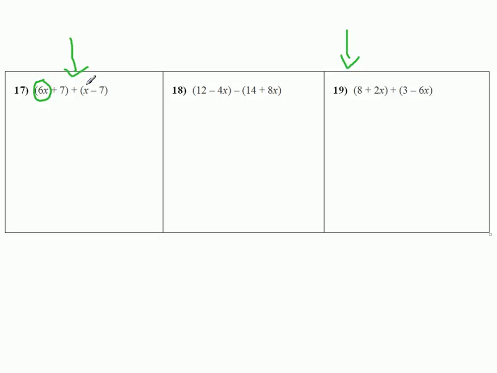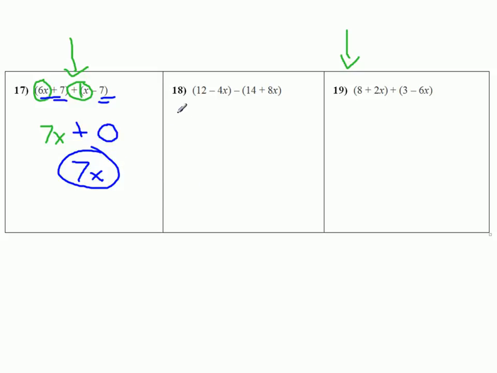That's 6x, and we're going to assume this is positive. I'm going to draw the 1 in there, so it's positive 1x. 6x plus 1x makes 7x's. The other parts to this is positive 7 and negative 7. Those are different signs. When I subtract them, I get 0. But I'm not going to write that in my answer. My final answer is just going to be 7x.